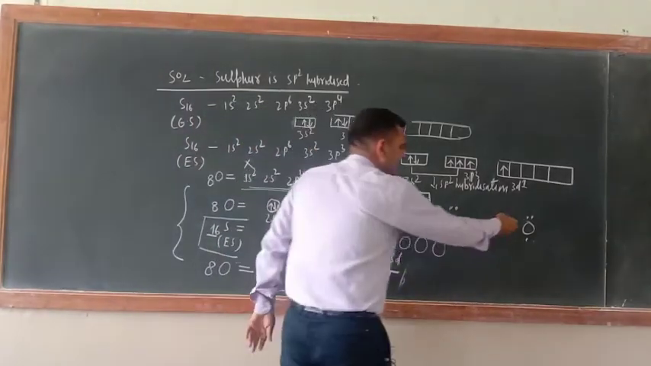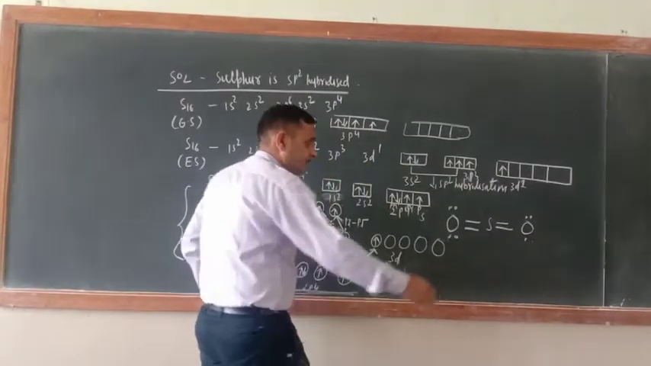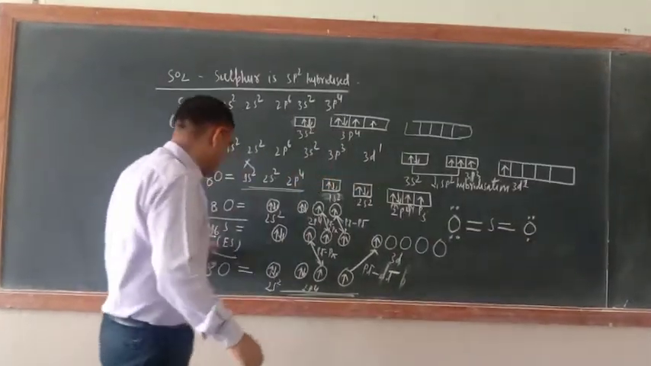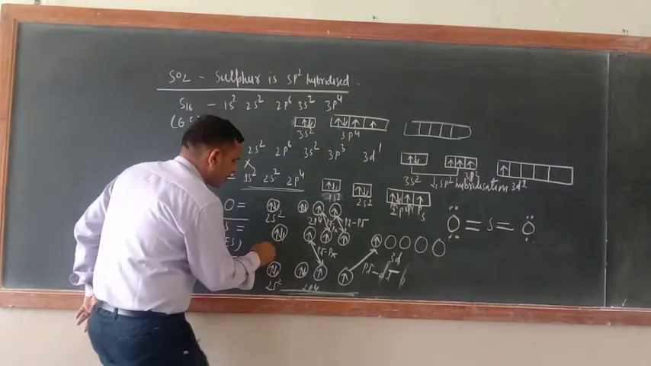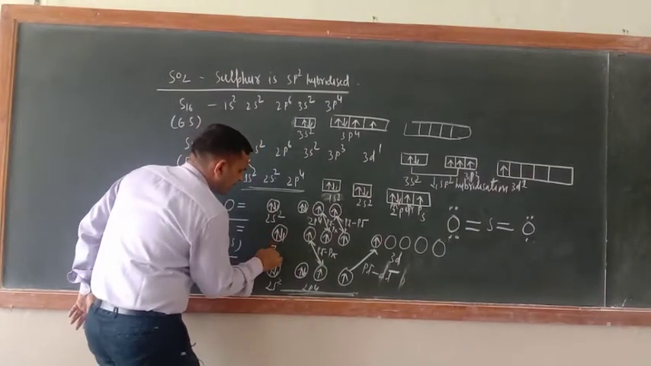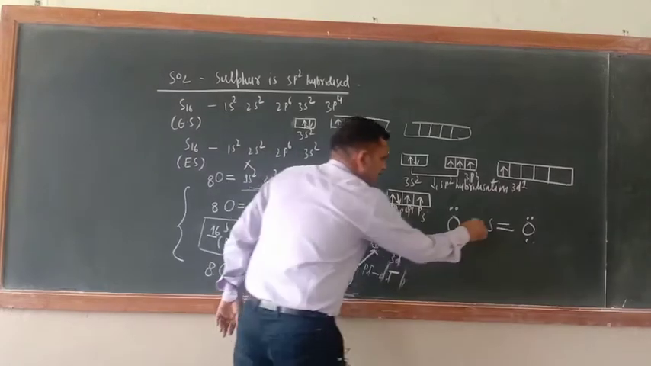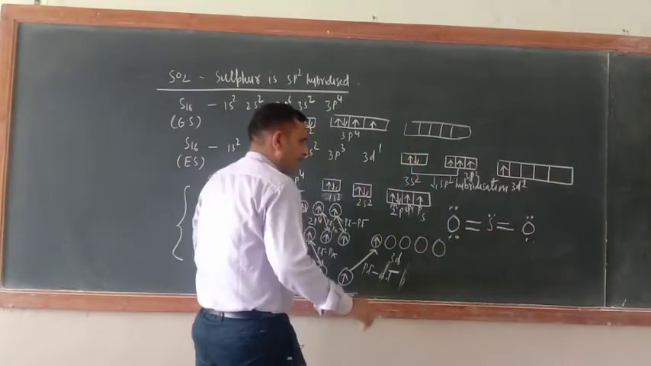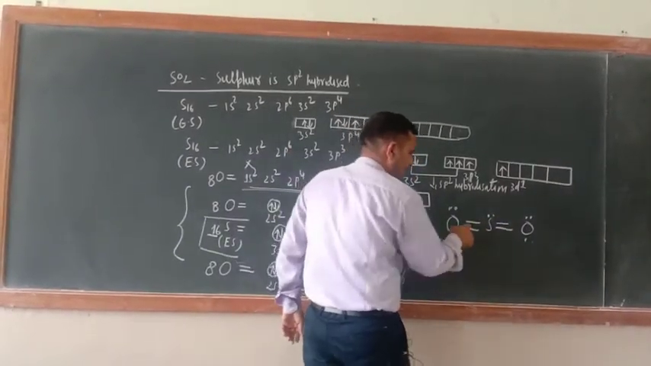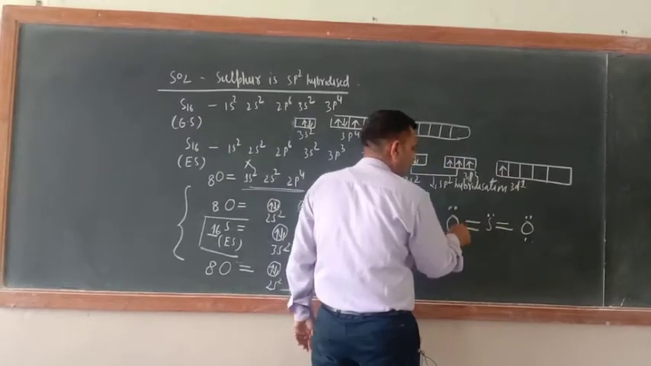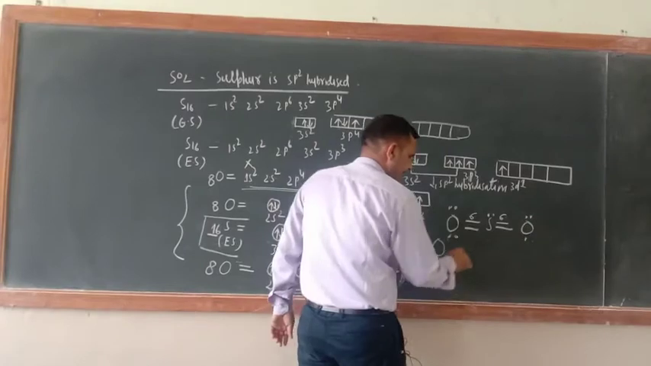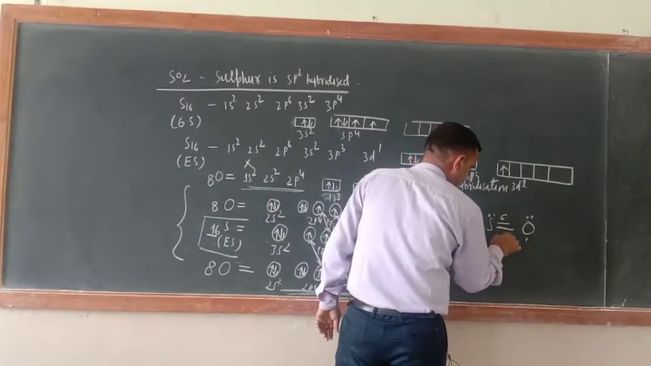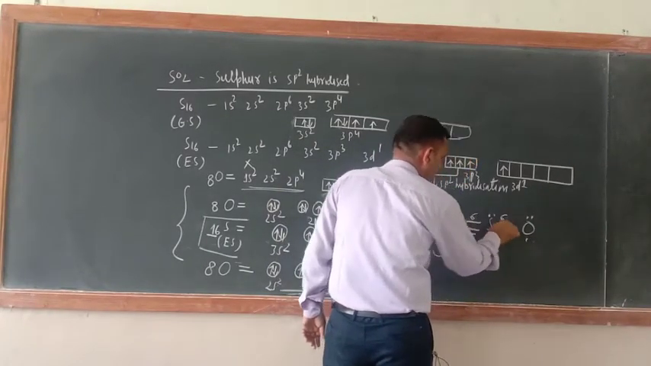Same is the case with this oxygen. Now what about sulfur? Sulfur 1 lone pair is there. This lone pair, this is 3s2. So this is the sulfur lone pair here. Now just see, here what is there? 4 bonds are there. Out of 4 bonds, this one is a sigma bond. Another one is a pi bond. These 2 are pi bonds.